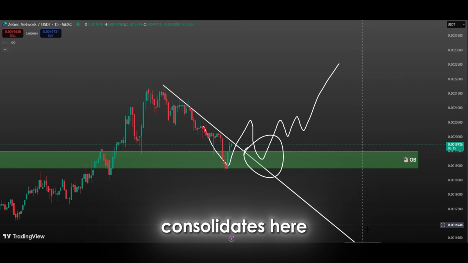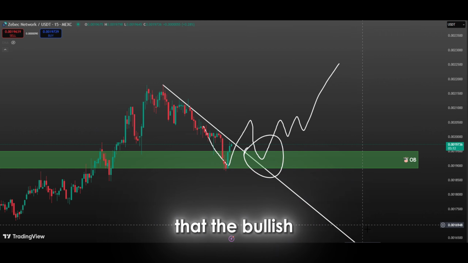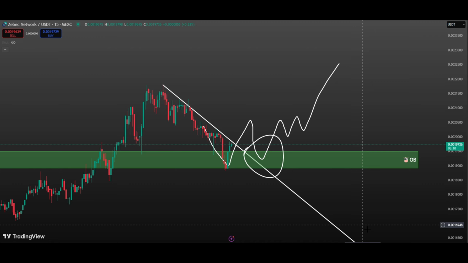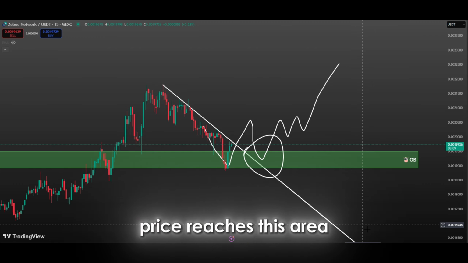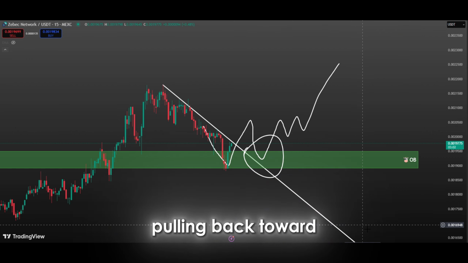If the price consolidates here and then breaks upward with momentum, it would indicate that the bullish order block is holding and that the market is preparing for a new uptrend. On the other hand, if the price reaches this area but fails to hold and breaks down, it would suggest that the buying pressure in this region is insufficient. In this scenario, the price risks pulling back toward the next lower support level.